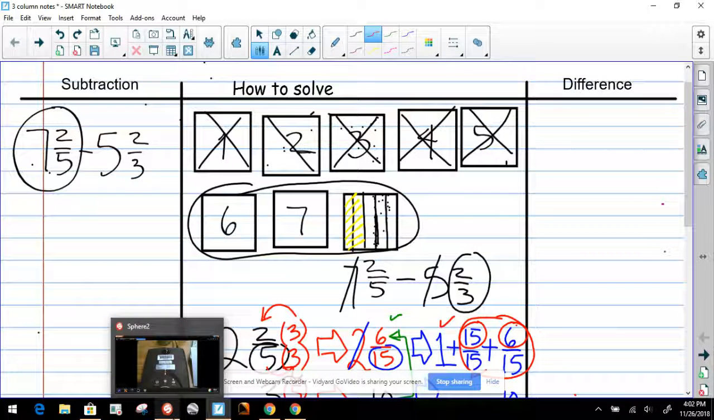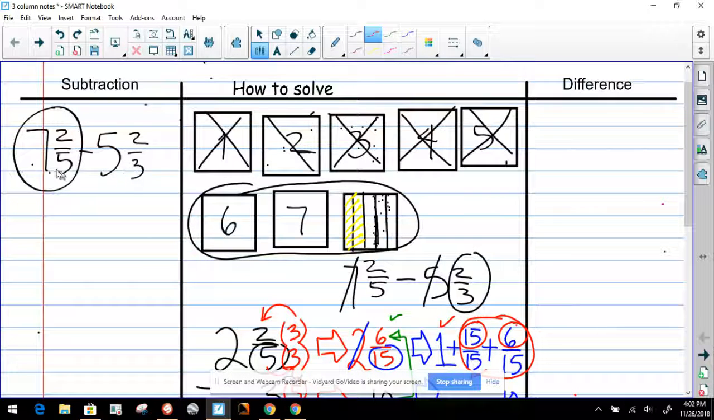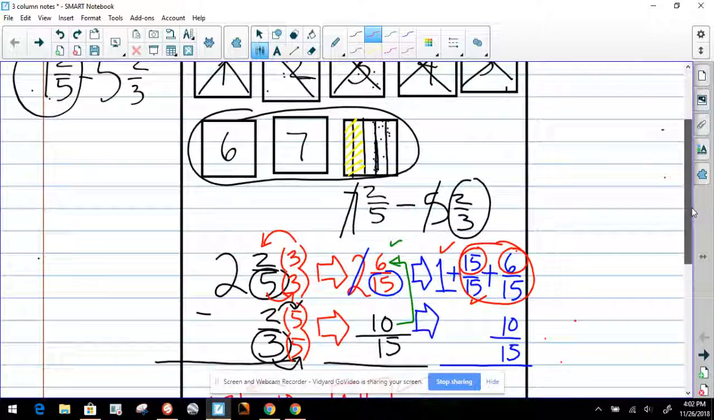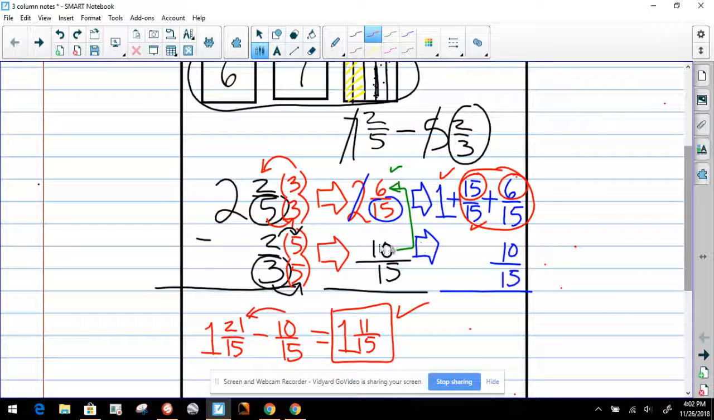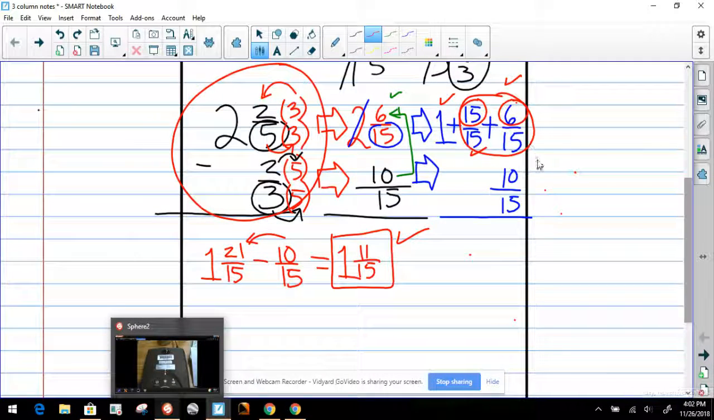Again, let me take you through the steps. First, we subtracted the whole number 5 from the 7. And then we had a new subtraction, which was right here. Then we borrowed, because we had to regroup, because the numerator on the bottom number was greater than the one on the top. And once we found that, we borrowed, then we were able to do the subtraction, which is right here.